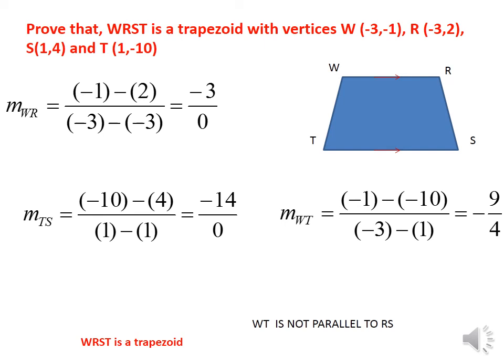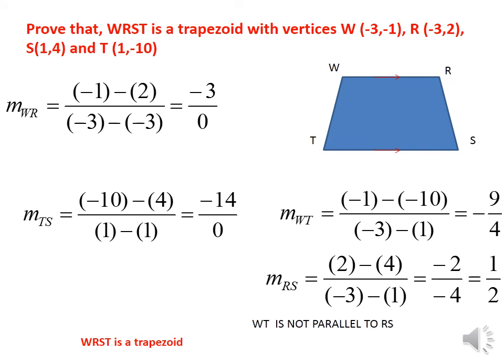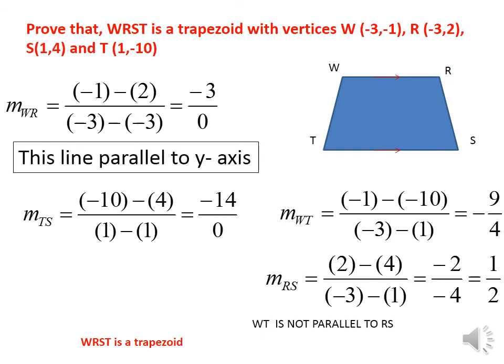It's not enough to prove that the figure is a trapezium. We have to prove that the other two lines are not parallel. Find the slope of WT, it will be negative 9 over 4. Also the slope of RS will be 1 over 2. In this case, m of WT is not equal to m of RS. That means the two sides are not parallel. So finally I have two parallel lines and the other two lines are not parallel. That means WRST is a trapezium.